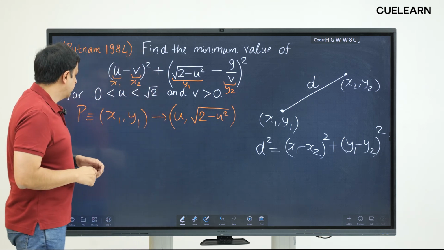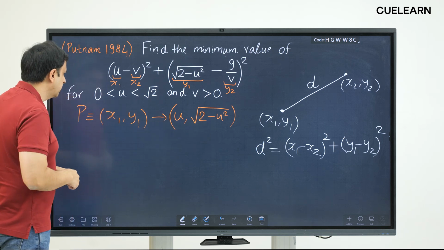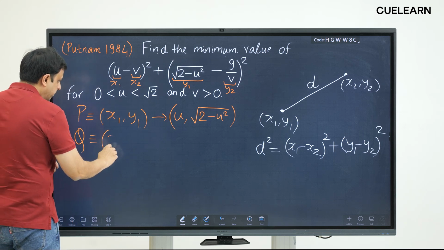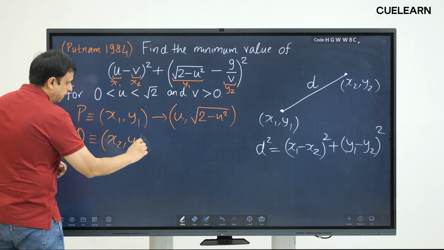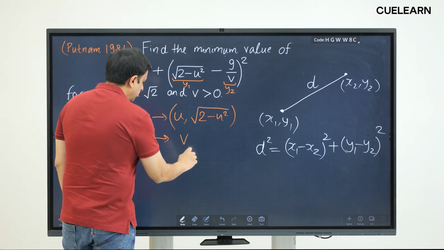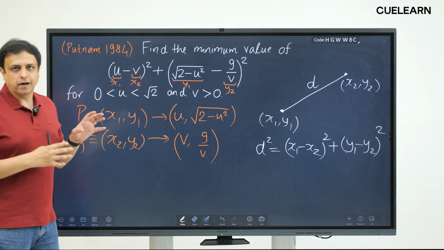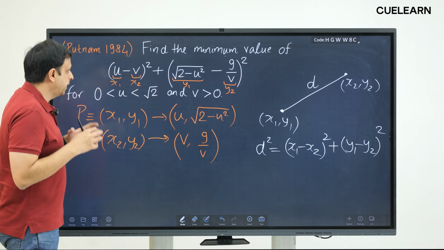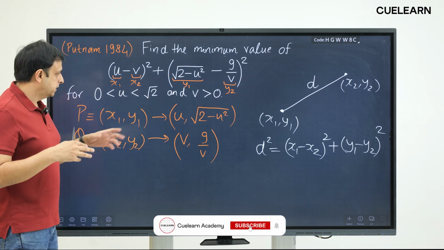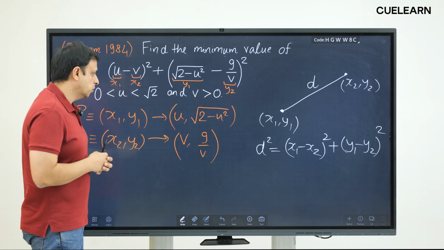So x1, y1, my first point, and let's call that point P. P is a point whose coordinates are u and root of 2 minus u square. And the second point, and let's call that Q, will be x2, y2, and that will be x2 is v and y2 is 9 by v. So v comma 9 by v. So that was the crux move here. That was the important step here, recognizing that this expression is actually nothing but the distance square between this point and this point in the coordinate plane.